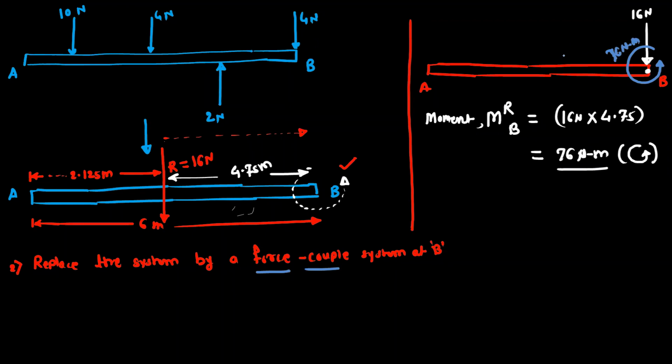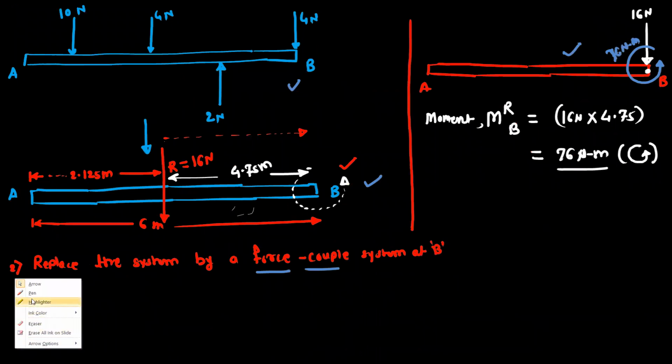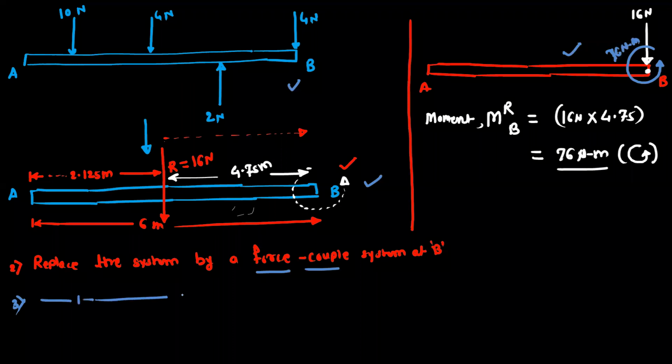Okay, so now this system and the original system, all these systems are same. And the third question is, replace the system by a force couple system at point C. Okay, so we have to shift the force to point C. So replace the system by a force couple system at point C. So for that, again, draw this figure.